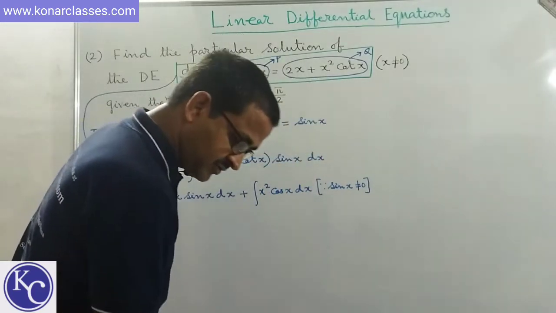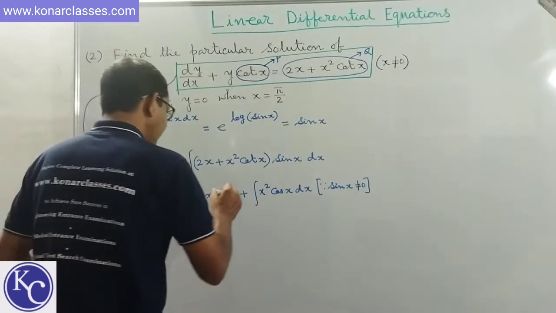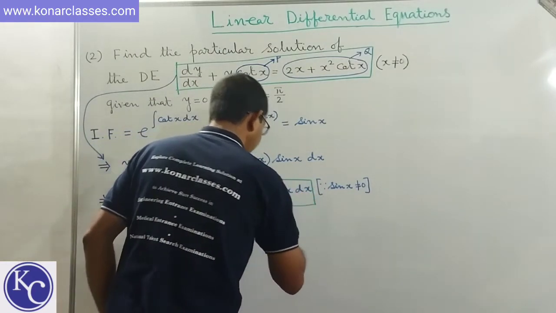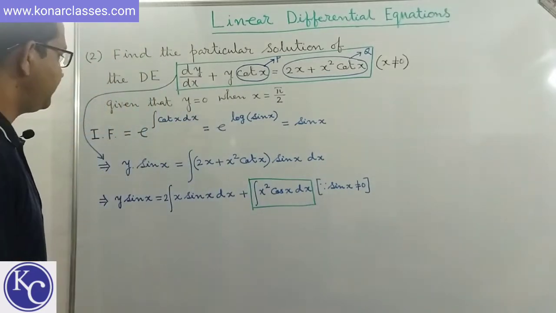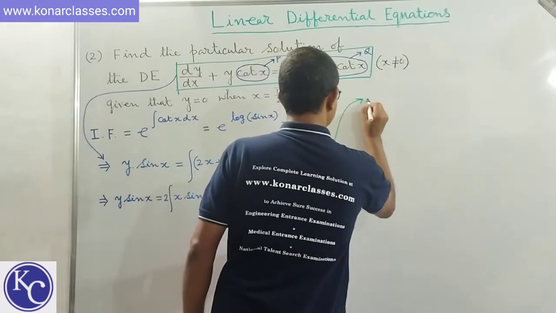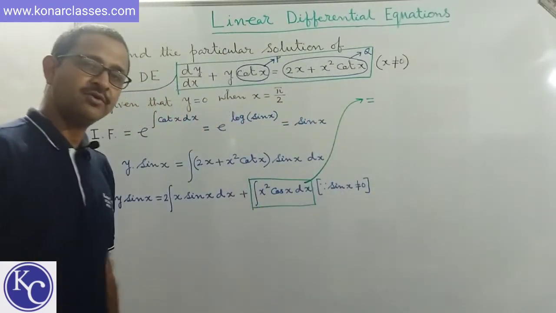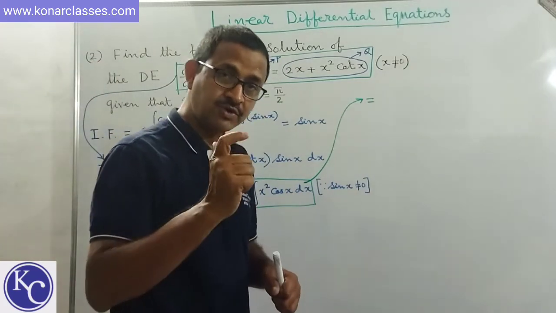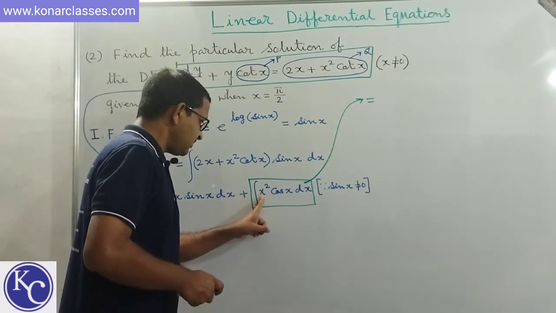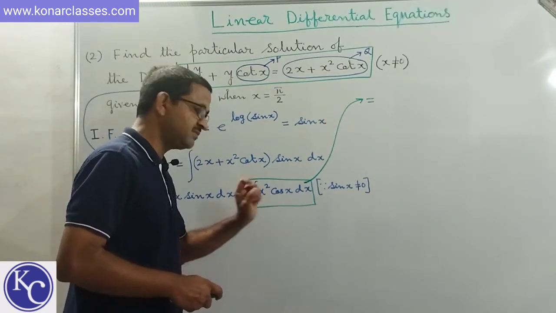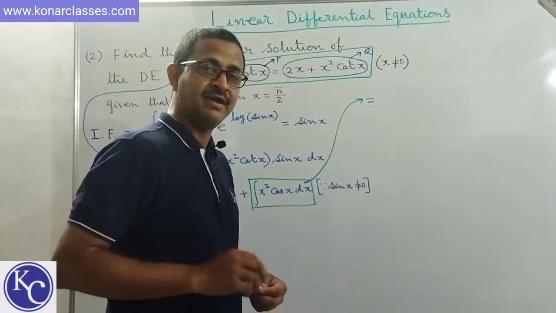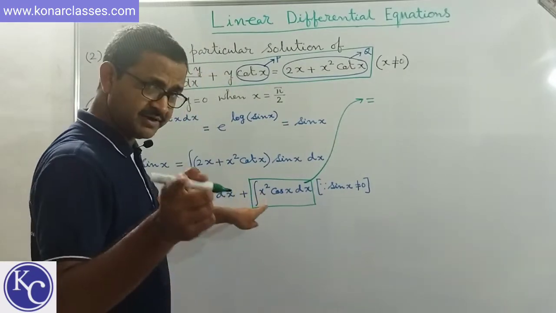Now let us concentrate on finding the value of this integration first. How are we going to find it? Using integration by parts. Between x square and cos x, which is the first function according to the Euler rule of integration by parts? So x square becomes the first function, and cos x becomes the second function. If you want to know about integration by parts, please follow my lecture on integrals. It is available on YouTube, by the way.